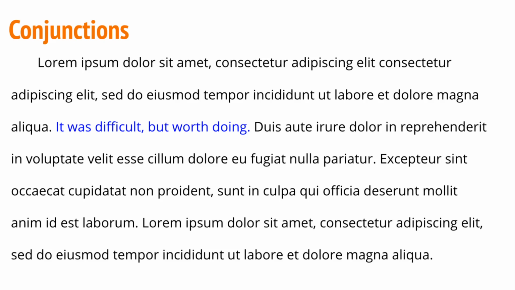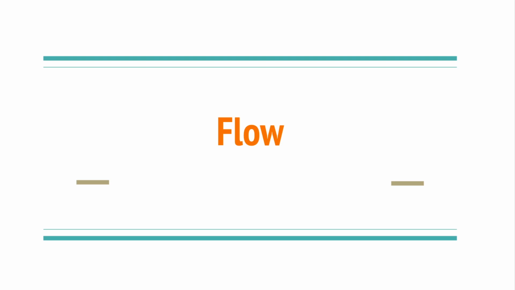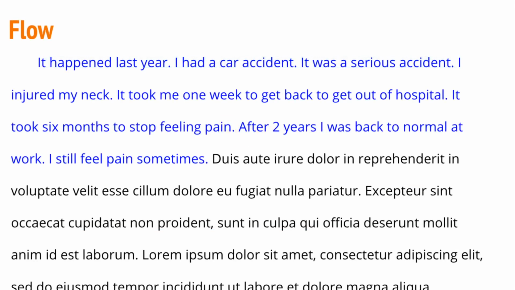Which brings us to another very important part of writing, which we can call flow. So again, I'm going to give you some sentences. Just take a moment to read them. In fact, try reading them out loud and you will probably find what the problem is with this section. Again, if we read these sentences out loud, it feels very start, stop, start, stop, start, stop. Very staccato, if you know the musical term.